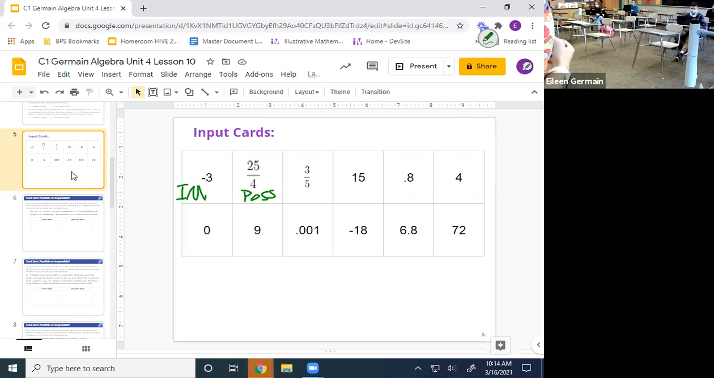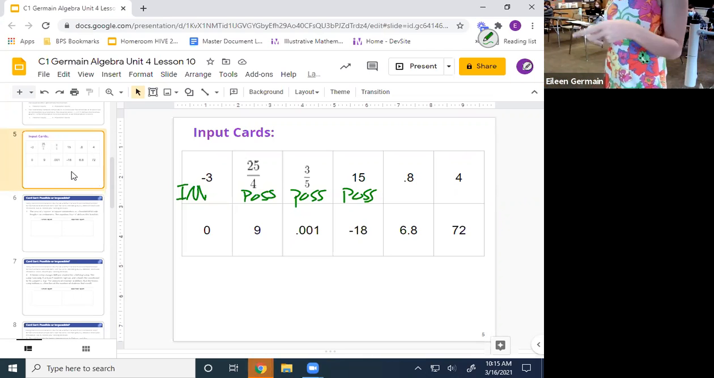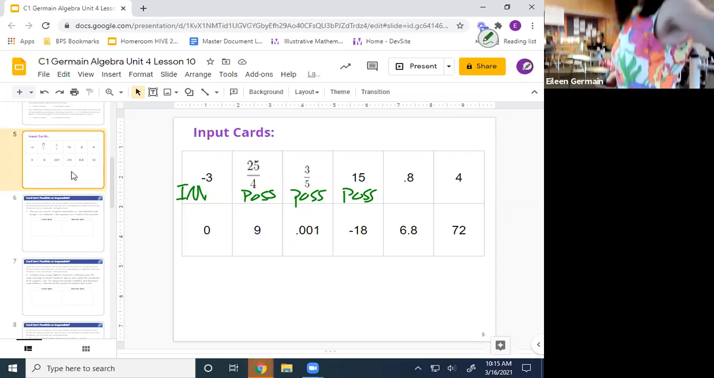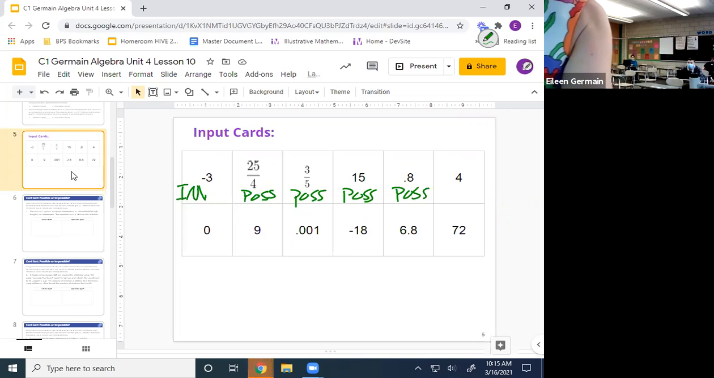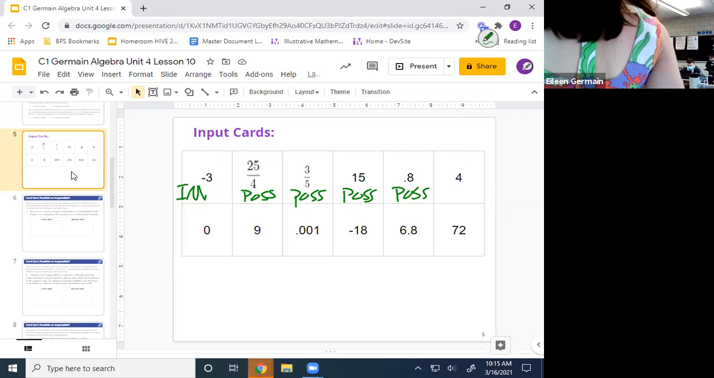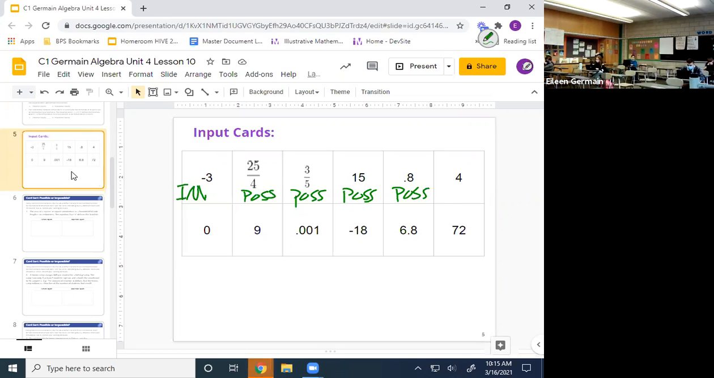3/5. Can we have a side length of 3/5? Yeah? I like it. Possible. 15. Sadie's saying yes. What about Gabe? Can we have a side length of 0.8 in the context of this story? Yes, he said yes. Very good. What about a side length of 4? Yes? Okay, very good. What about a side length of 0?